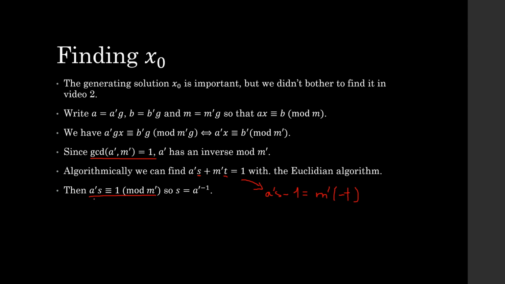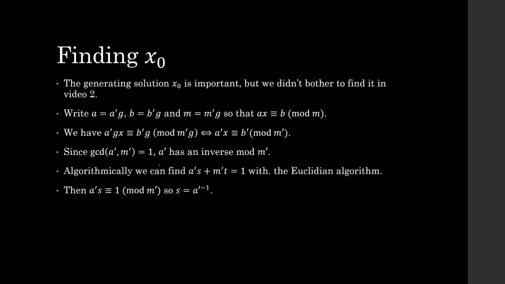And so by the definition of inverses modulo m, it's a number such that when multiplied with what it's the inverse of, it gives us 1. It gives us a congruence of 1 mod whatever we're working in. And so in this case, s is going to be the inverse of a prime, a prime to the minus 1. So algorithmically, that's how you find the inverse mod m prime of a prime.